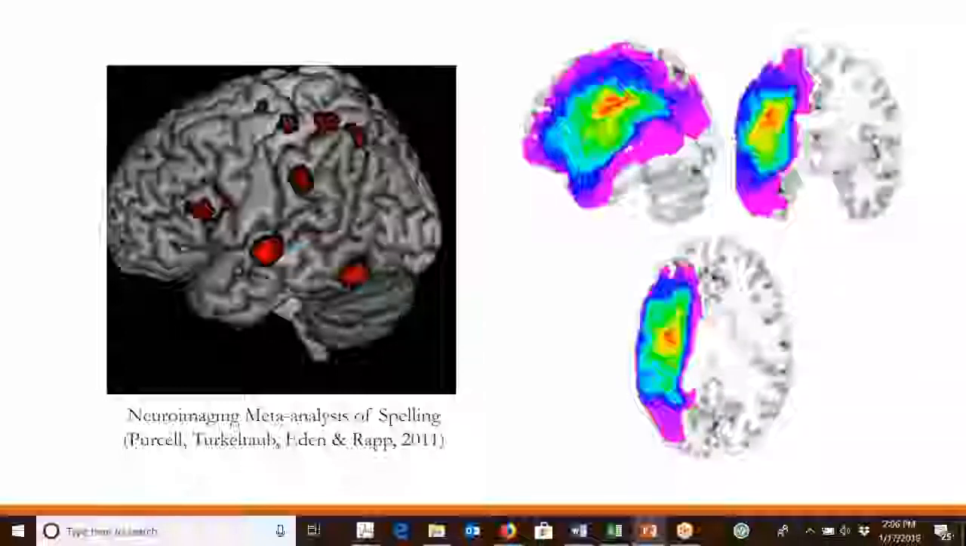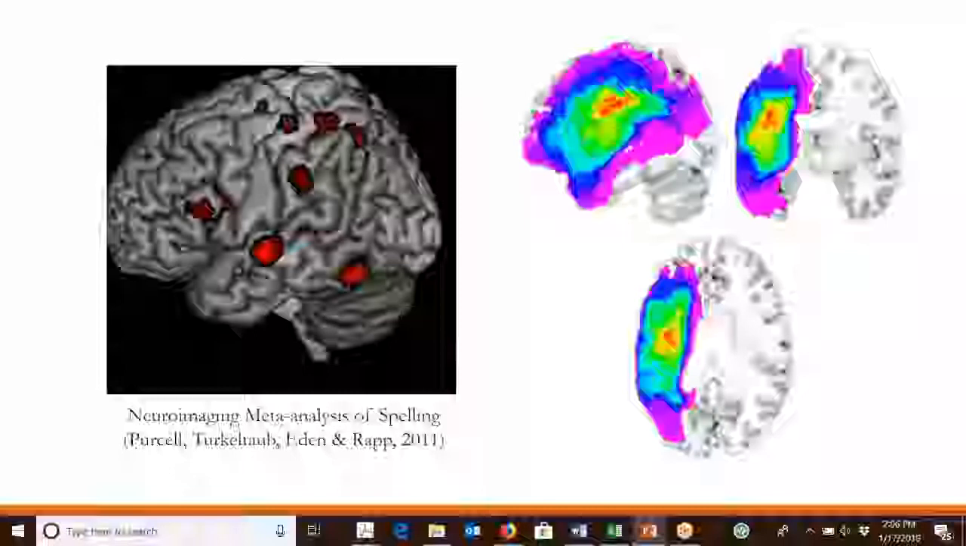Now, in our group of individuals, this is the overlay of their lesions. You can see that the highest density of lesions overlaps with some of these areas of the spelling network. So not surprisingly, they have spelling deficits, but we also see recovery. The question is, what is it that's happening in the brain that supports this recovery of function?